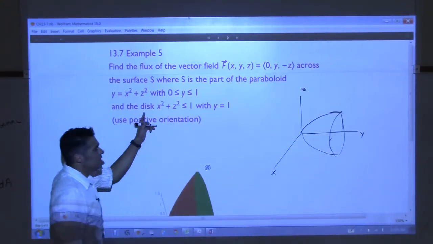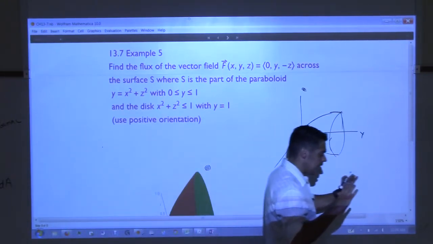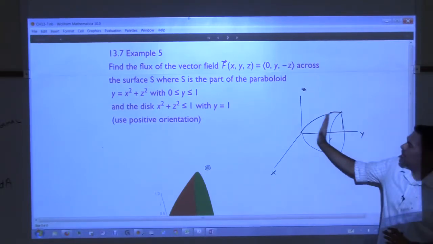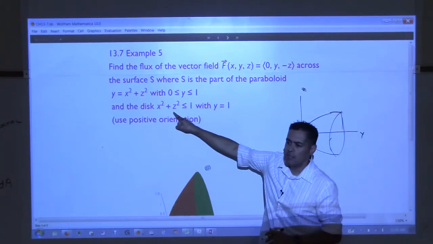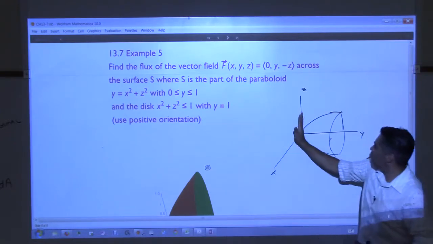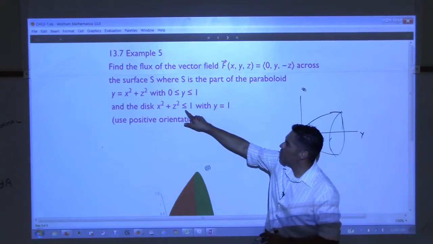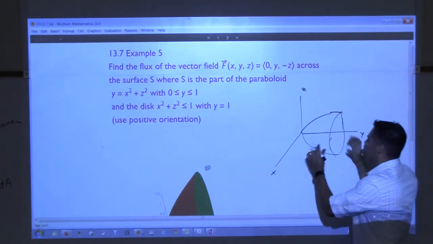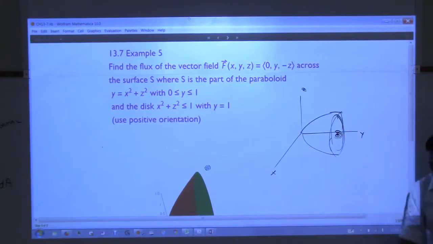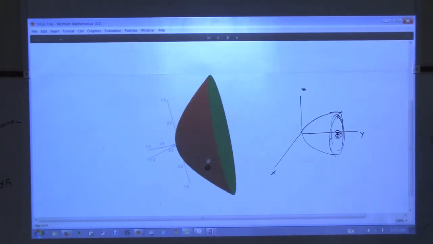Then you have a disk, x² + z² ≤ 1. That is a circle that is parallel to the xz plane, because the y coordinate doesn't appear here. But then it says we fix the y coordinate at 1. So we're actually going to move the y coordinate out to 1 and then draw a circle, all the circles with radius less than or equal to 1. That creates your disk, basically your outer surface right here. So all that information really turns into this thing right here.